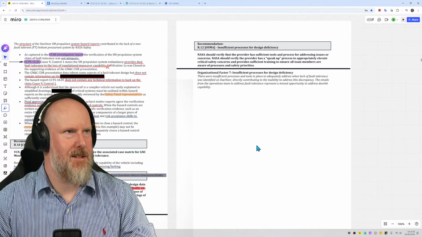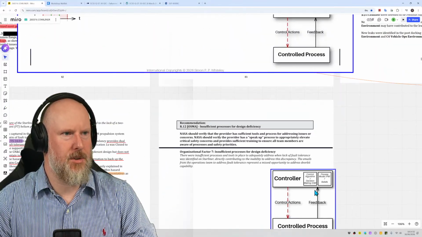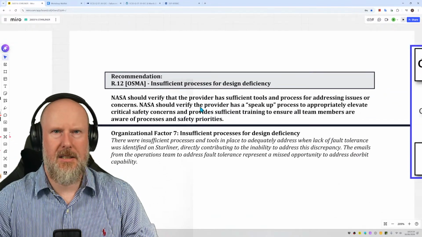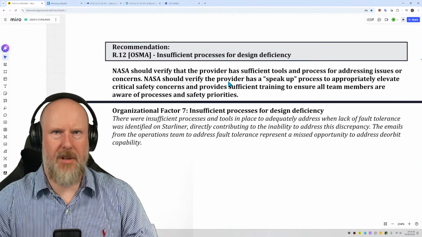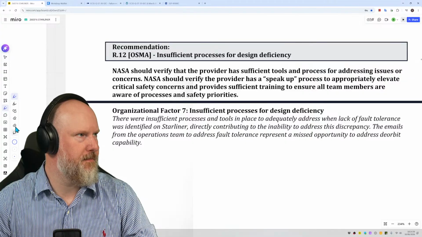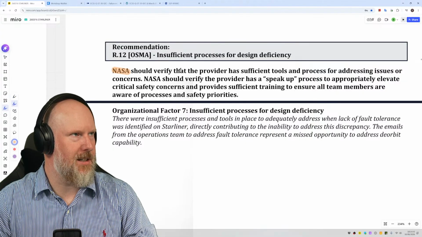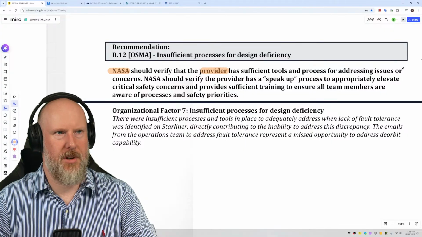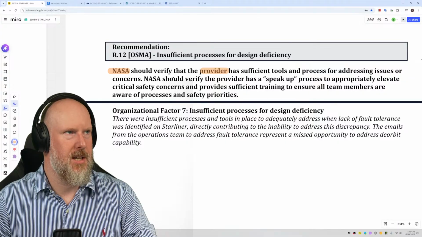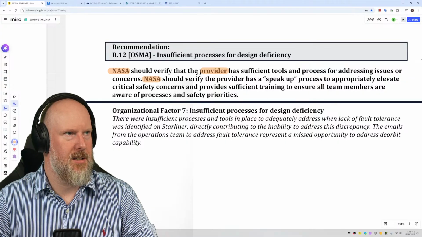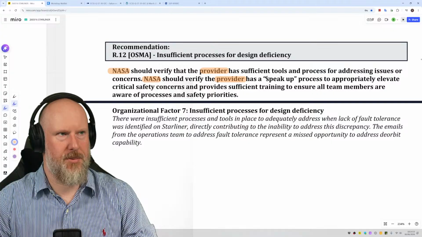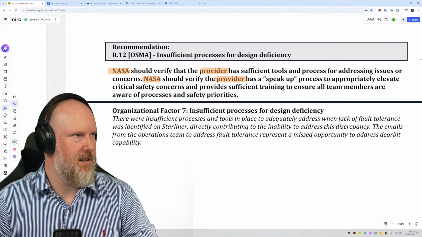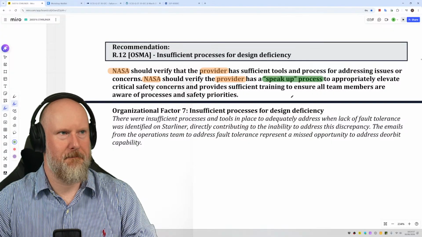Okay, so recommendation, insufficient processes for design deficiency. NASA should verify that the provider has sufficient tools and process for addressing issues or concerns. NASA should verify the provider has a speak up process. Yay! Because that's going to work, isn't it?